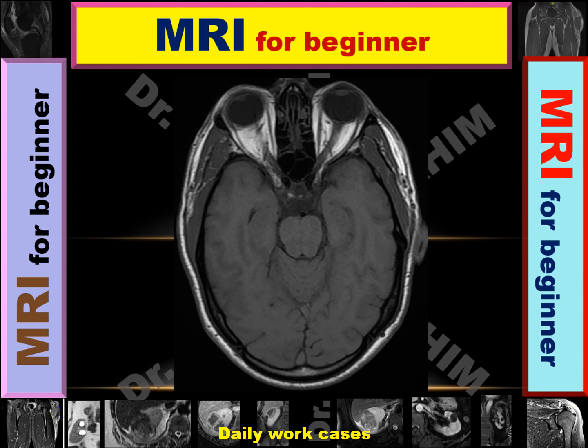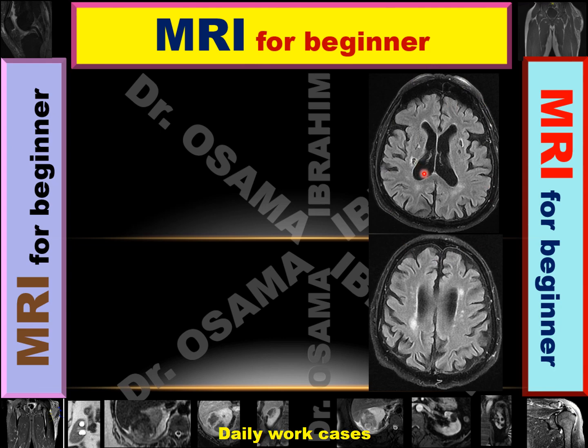Again, this is a T1 weighted image due to subcutaneous fat and fat within retroorbital spaces, and fluids appeared dark in the globe and in the CSF and cisterns of the brain. So this is a T1 MRI sequence.